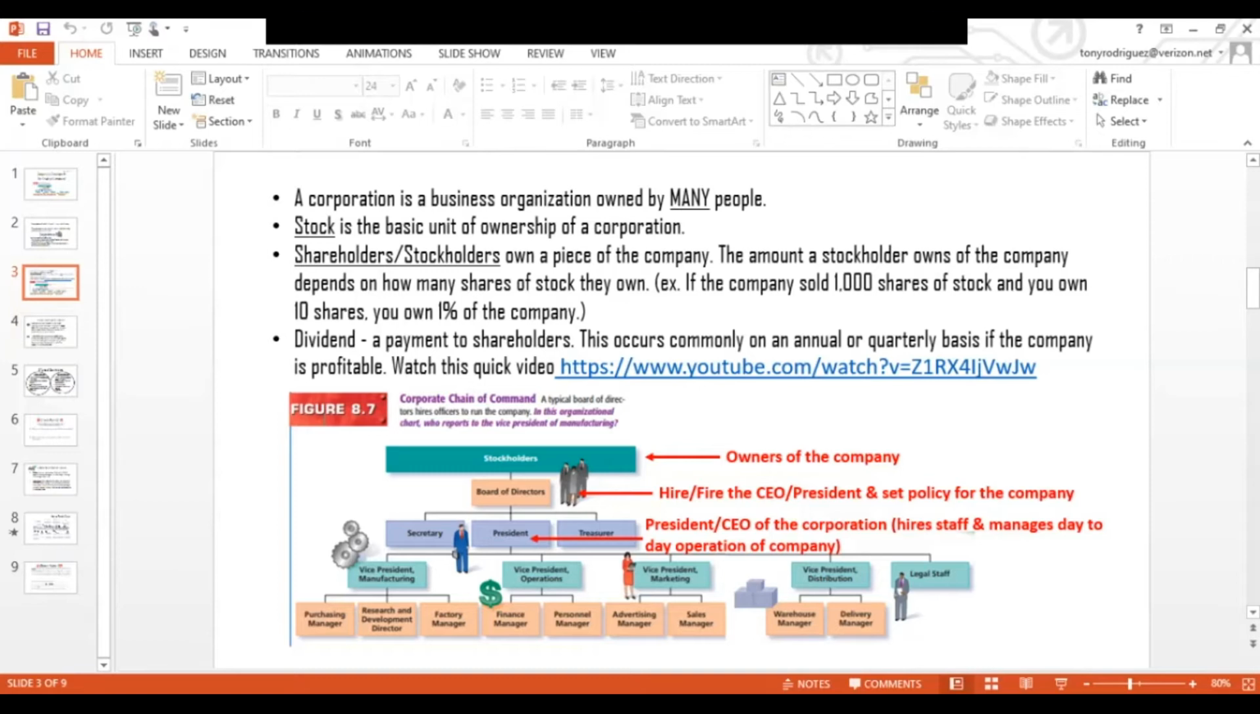Okay, it's real easy. It's easy to understand. Trust me. It looks complicated, but it's easy. So why are we even looking at this, right? We want to look at a corporation and how it's structured.